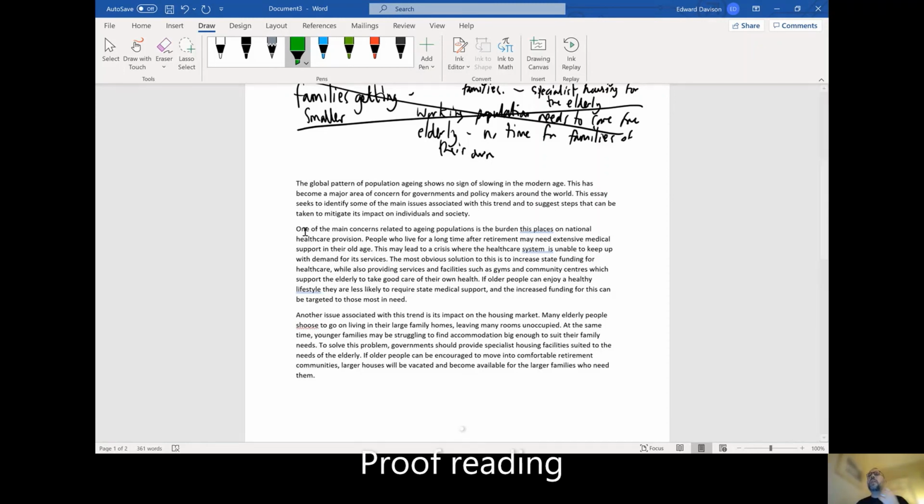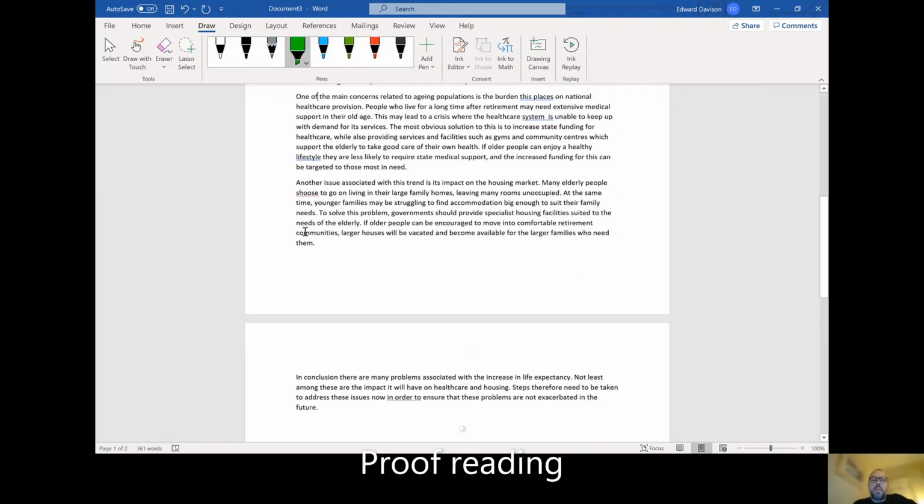Look through, see if I can see any places where my verbs are in the wrong tenses. Perhaps I forgot to put an S on the end of a verb where I needed to put an S. Perhaps the subject does not match the verb. For example, the subject may be plural and I'm using a singular version of the verb with it. So scoot through and a quick check in proofreading. Many elderly people, there we go, a spelling mistake, choose. Larger houses will be vacated and become available for the larger families. Larger, larger.